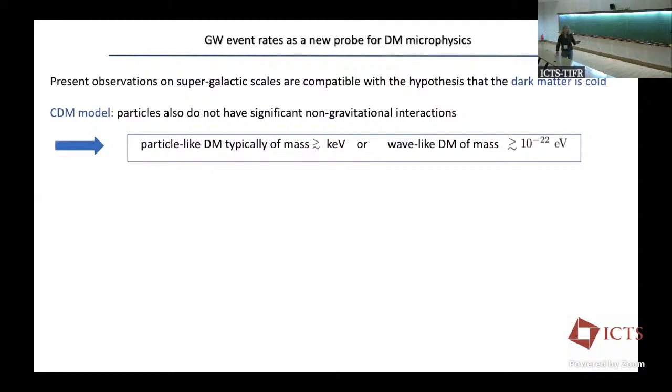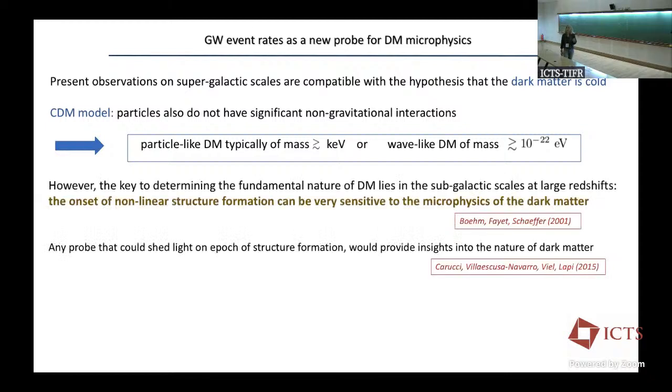So the first thing that I would like to say is how we can distinguish between the types of dark matter: cold dark matter or some kind of interacting dark matter. The present observations on supergalactic scales are okay with the definition that dark matter is cold. But the important ingredient, in order to discuss the nature of dark matter, should be subgalactic scales at large redshifts.